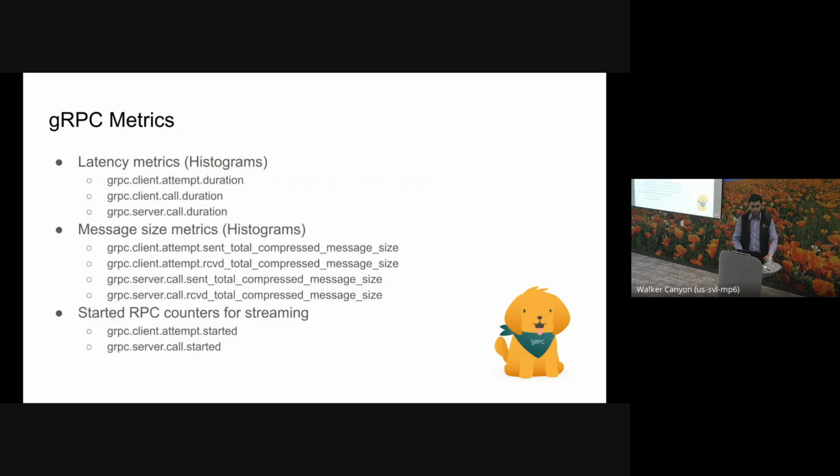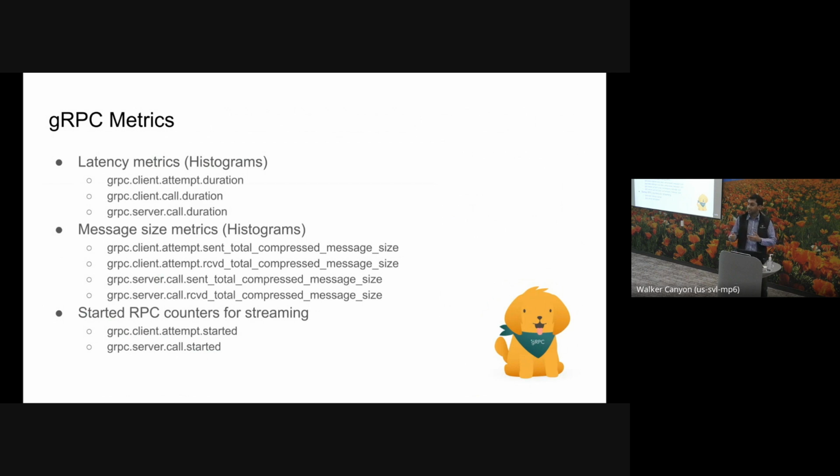Right. So the metrics currently available are on the call. We have latency metrics, so you can figure out how long a call has taken. Along with this, as I said earlier, we have attributes such as status. That also helps you figure out what the error rate is. You can figure out message size. We have counters for how many RPCs were started.